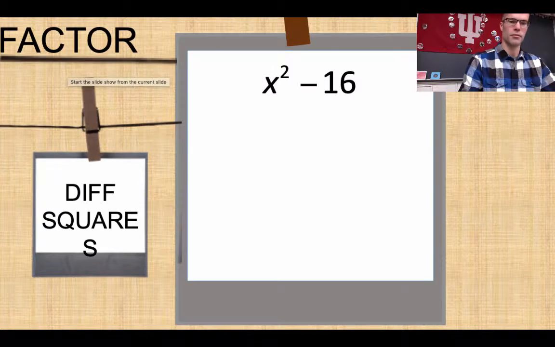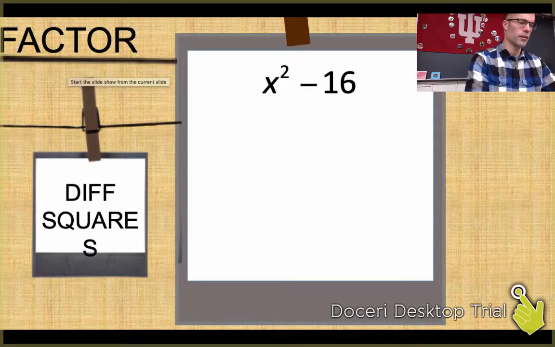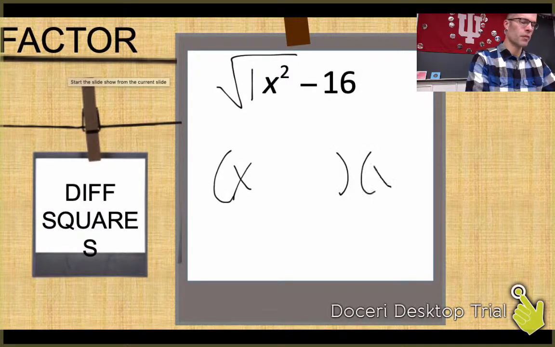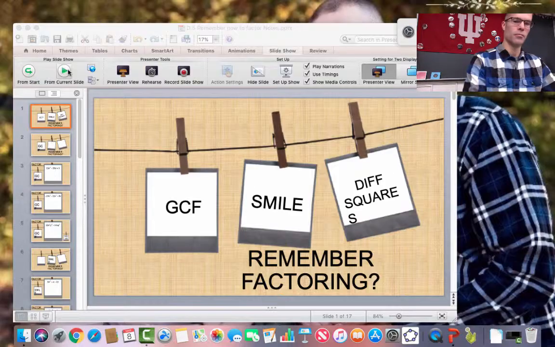Okay, so now difference of squares. So now this is a 1x squared, so for difference of squares, if I take the square root of this, that gives me a 1x and a 1x. The C value sign is negative, so that means my signs are opposites. The square root of 16 gives you 4. So I got x plus 4, x minus 4. Boom, done.